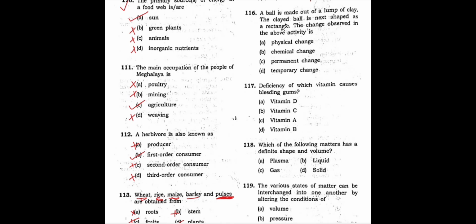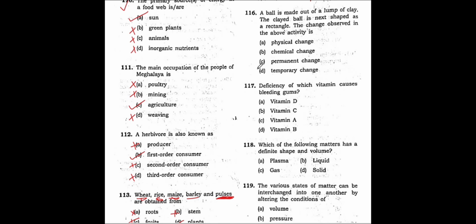So what did we do? First we made a sphere, a ball from that clay, and after some time we changed the shape of that ball into a rectangle. Now the change observed in the above activity is called what type of change? They have given different types of changes here. So you are changing the shape of the ball, right? So what change is that?